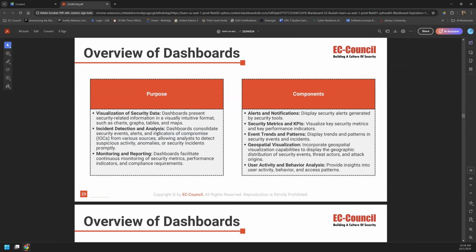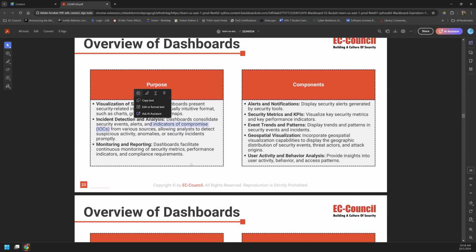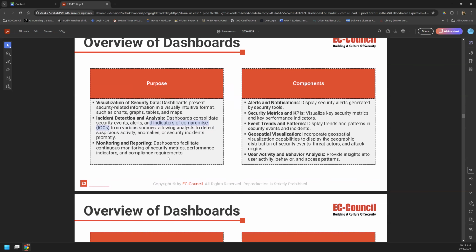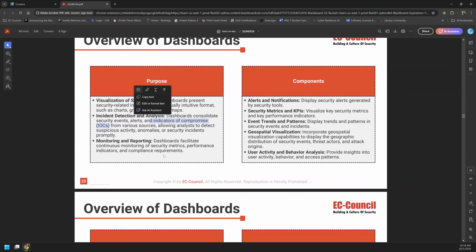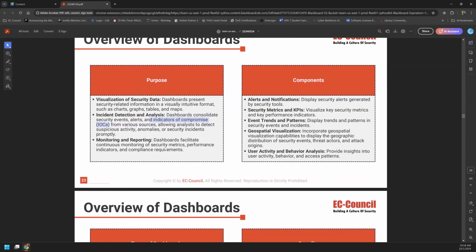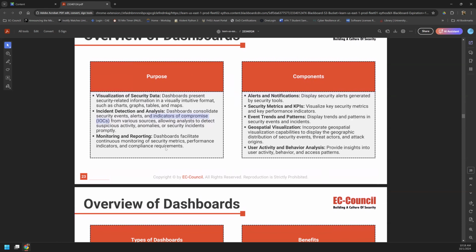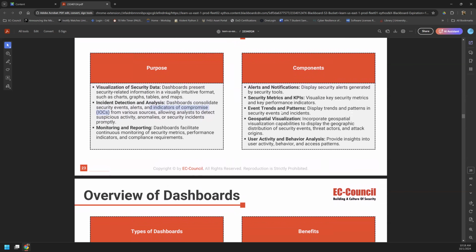I'm going to keep highlighting that phrase because that's going to be one of the big ones on the exams and such, as they want to talk about their IOCs. From various sources, allowing analysts to detect suspicious activity, anomalies, etc. You're going to be able to monitor and report those based off those security metrics, any kind of performance indicators, and compliance. The components that you guys will see will have any kind of alerts.